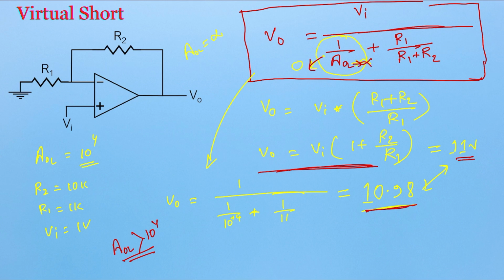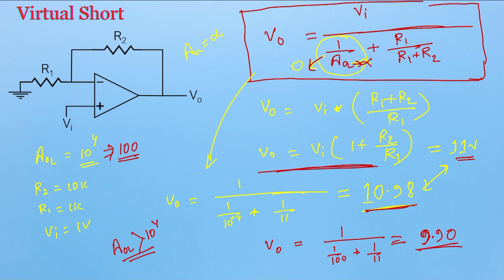So it's very close. So it's no problem. But in some problems, they will give you, suppose, 10 or 100. So if we put the value of 100 in this equation, then what will we get? V0 is equal to 1 by 100 plus 1 by 11. So what will we get? It is equal to 9.90. So when the open loop gain is 100, you get 9.90. And if we consider it infinity, or if we consider virtual short, then it is 11.